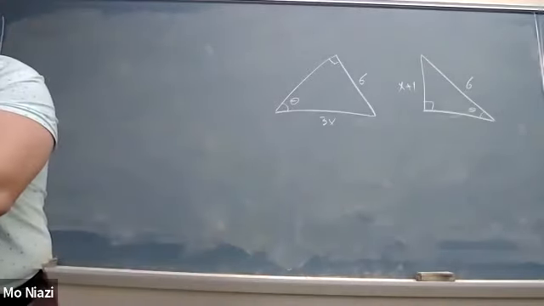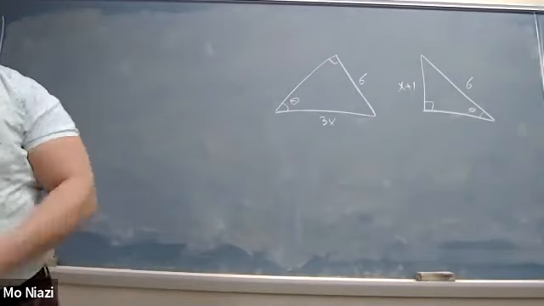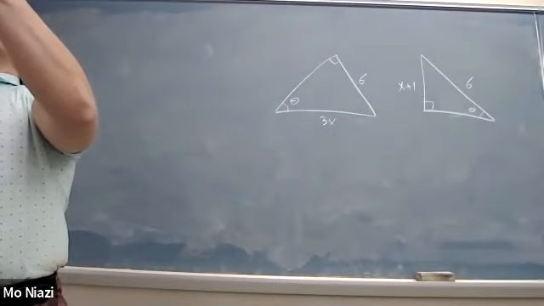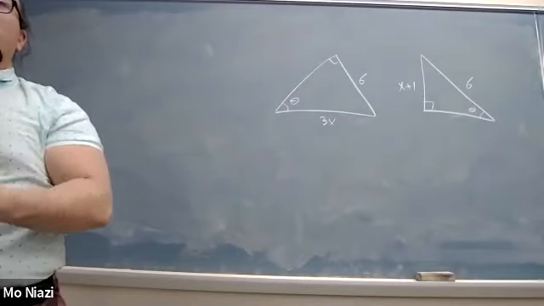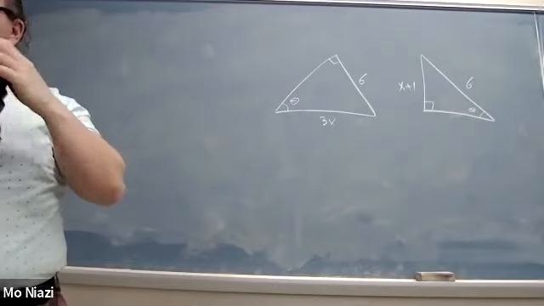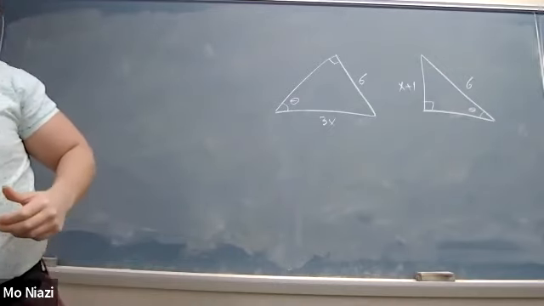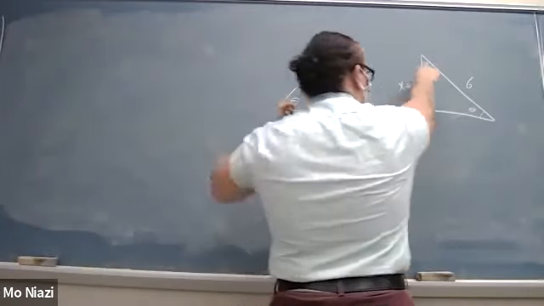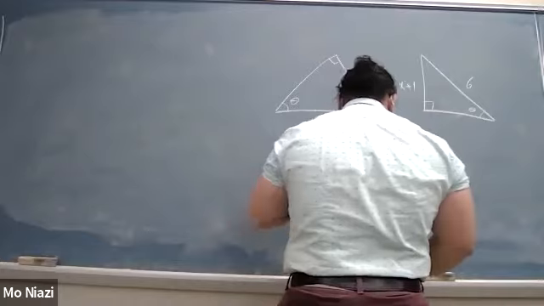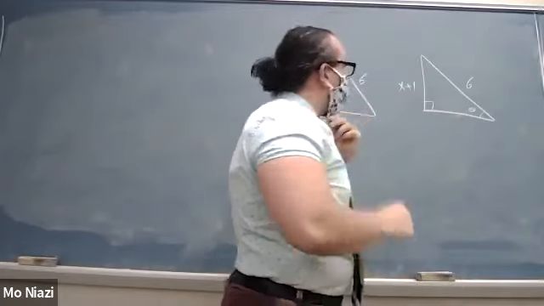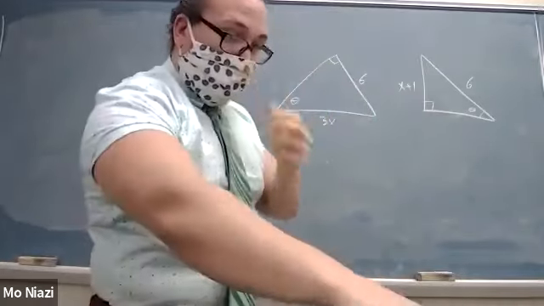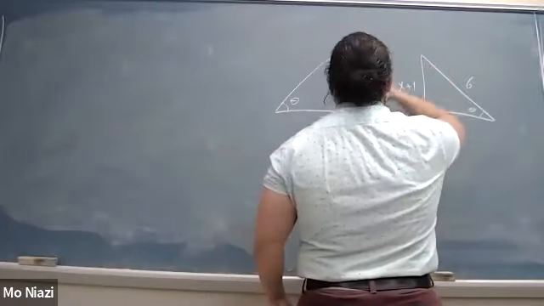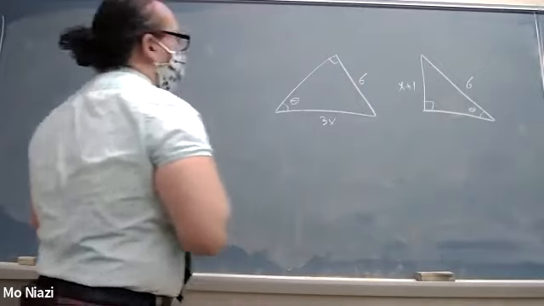They both have right angles. Why are they similar? Because they both have right angles, and they both have theta. That means that last angle is the same as this angle. So recall, similar triangles were triangles that had all the same angles, but possibly different side lengths. So this means that they are indeed similar.